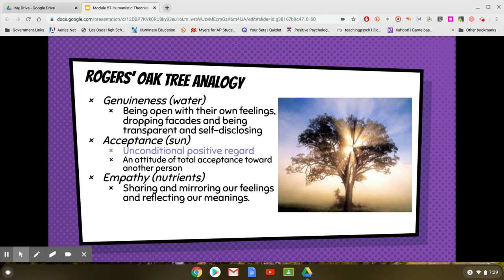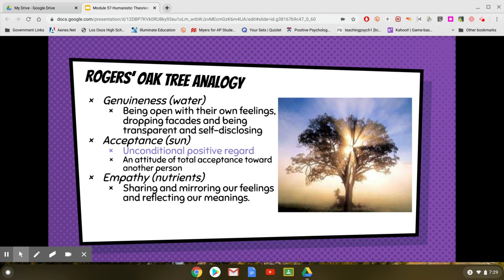And this is being willing to be open with your own feelings, to drop facades, to not be fake or to put up that wall, to not feel like you have to pretend to be someone or something different than what you actually are. Being very transparent and self disclosing. So being willing to share that with others.